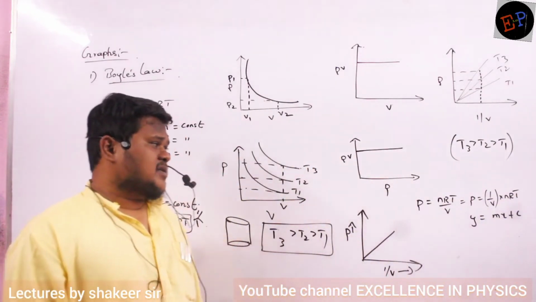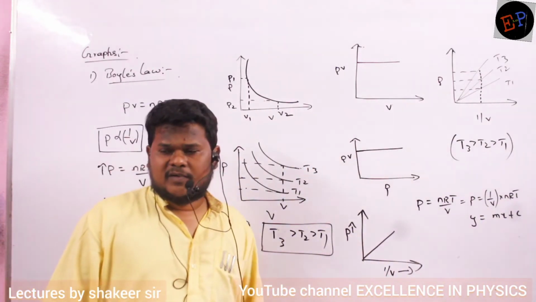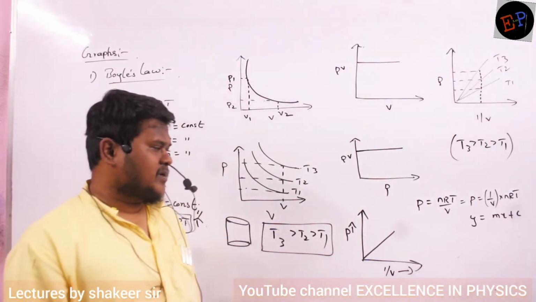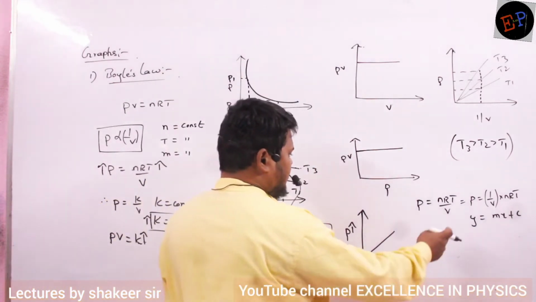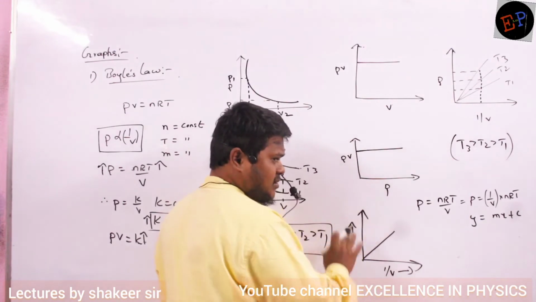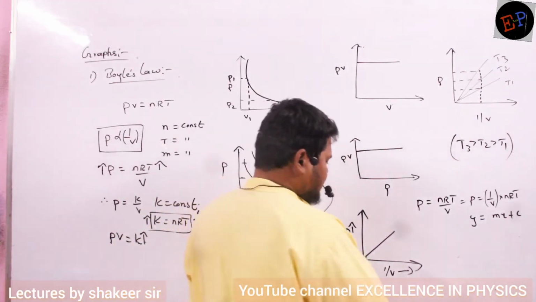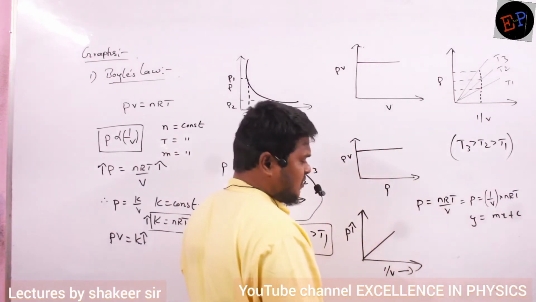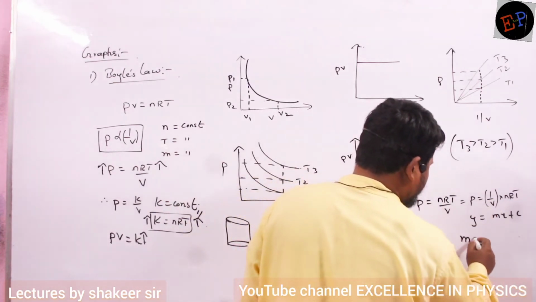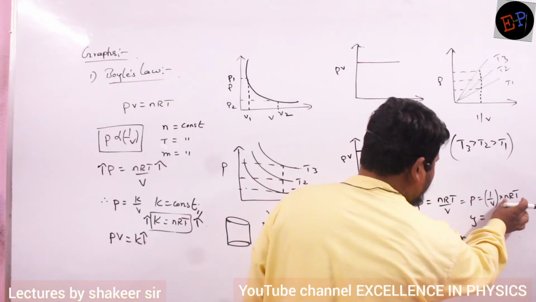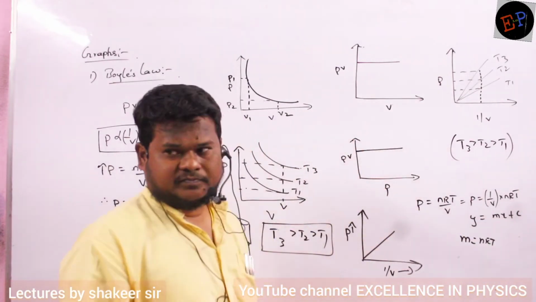If I compare with the equation of a straight line, what is the equation of a straight line? Y is equal to mx plus c only, no? On the y-axis we are taking pressure, and on the x-axis I am taking 1 by V. So what is the slope of this graph? The slope of this graph is nRT. This is the slope of the graph.